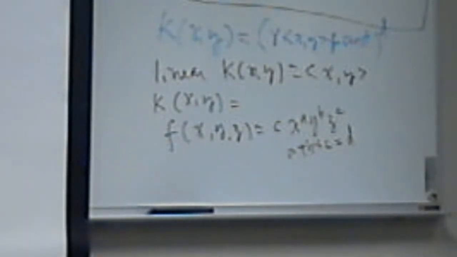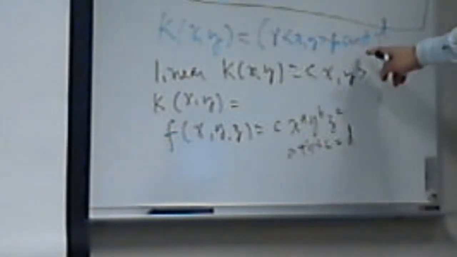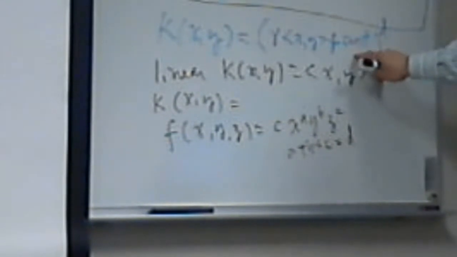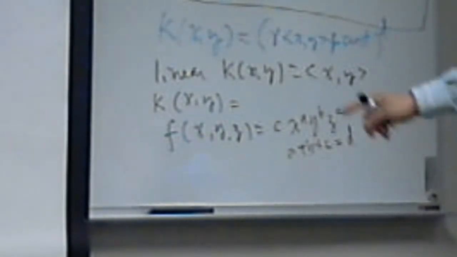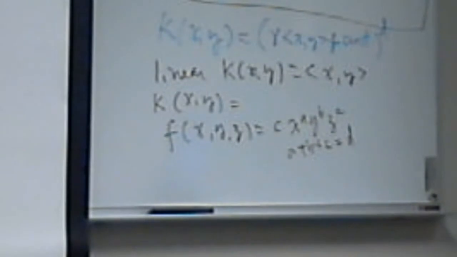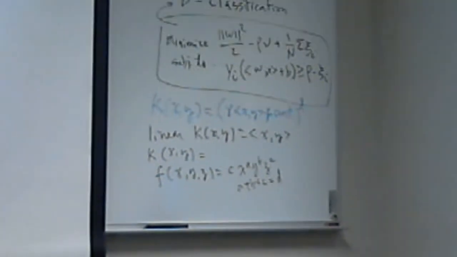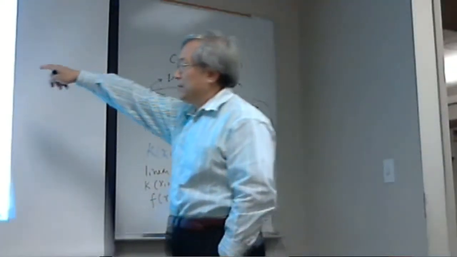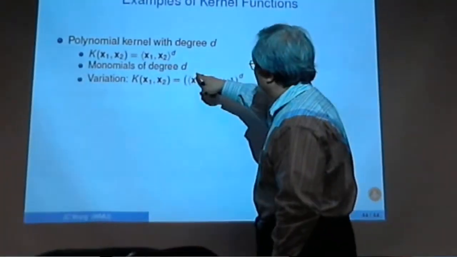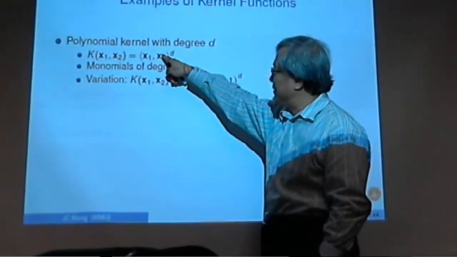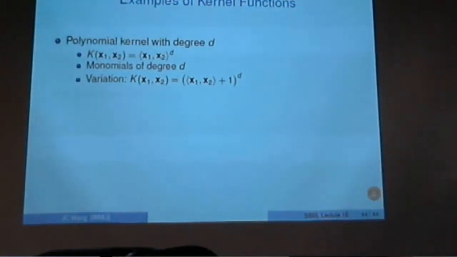This is not implemented in this package. The variation of that would be this. The implementation is more like this, except that instead of 1, it allows a constant, and there's a scale factor there too. So you can have various types of polynomial kernels with degree d. Any of these is of degree d. Either this type of monomial of degree d, and of course, you can say this is a special case of that.